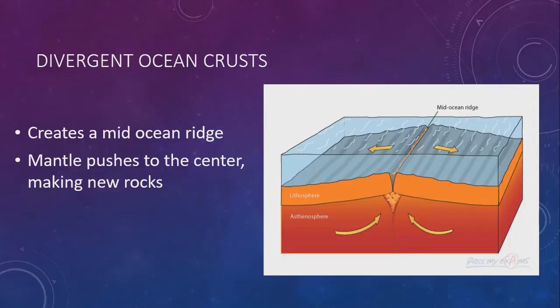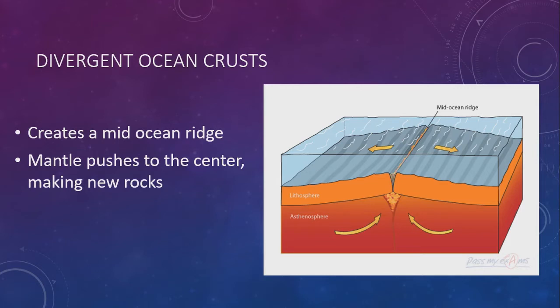So let's go over that first type of boundary, where we have two crusts that are moving apart. Something that I didn't bring up yet is that we could have two continental plates moving apart, or we could have two ocean plates moving apart, or we could have a combination of the two. And we're really just going to focus on the ocean and continent interactions right now.